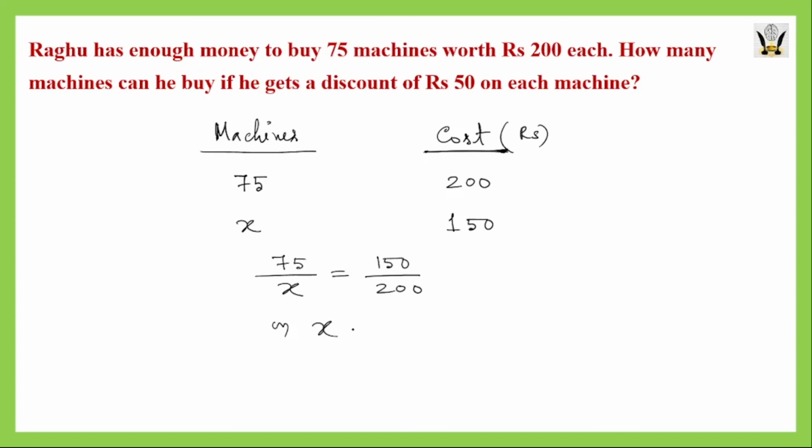So from here if we find the value of x, it will be 75 multiplied by 200 divided by 150. 50 is the common factor between 150 and 200. So 4, 3, then here it will be 25. So finally it will be 100. That means when the price of each machine decreases, the number of machines that Raghu will buy increases, and the new value is 100. So the extra machines that he will be able to buy is 100 minus 75, that is 25. So this is how we can solve exercises based on inverse variation.